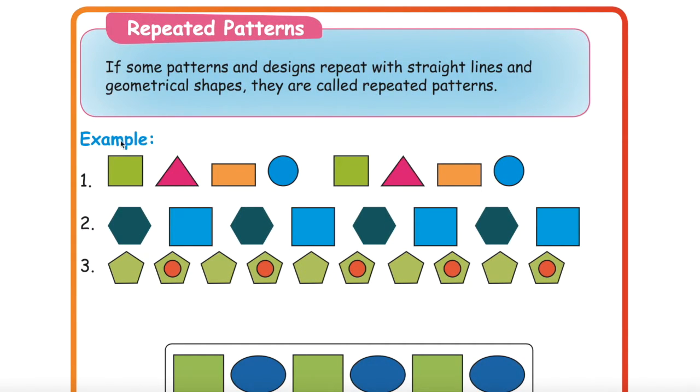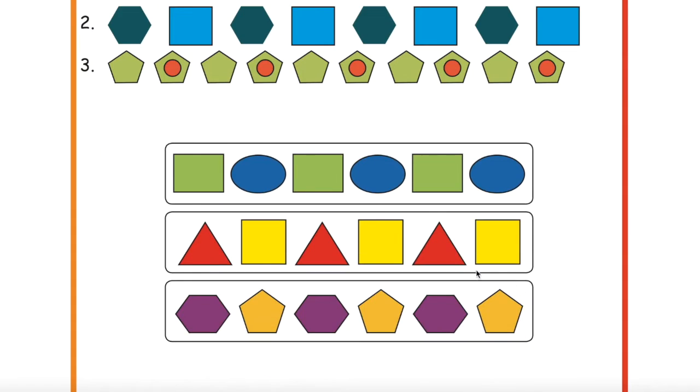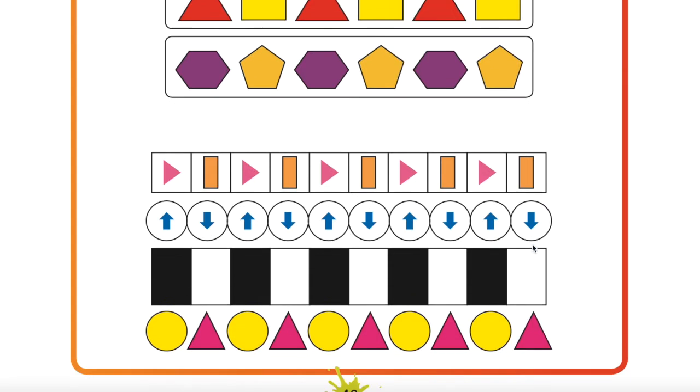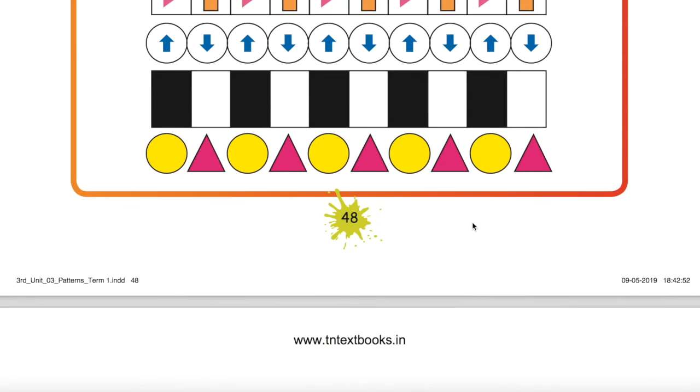See the repeated patterns. If patterns and designs repeat with straight lines and geometrical shapes, they are called repeated patterns. See here, square, rectangle, triangle, rectangle. Again, what is this? Circle. Then this is repetition. Here also this is repetition. This one is also repetition. See here, everything is repeated, right? Yes, these are repeated patterns.